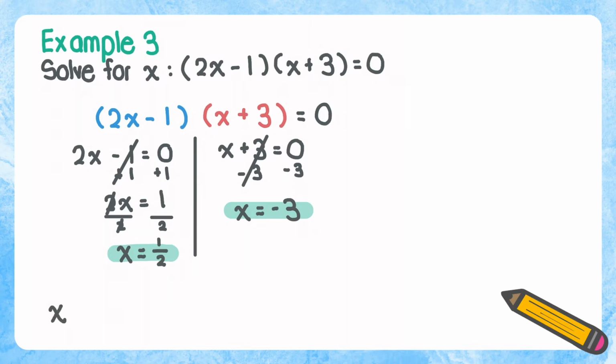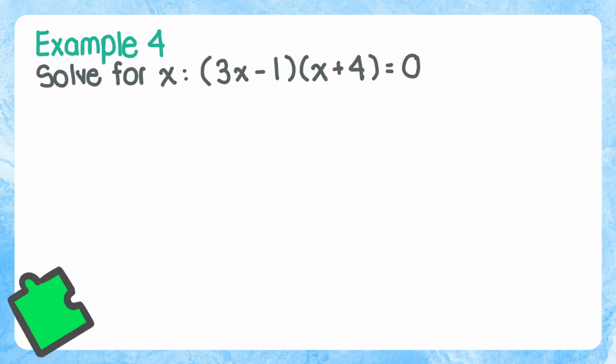Using the zero product property, I set each part of the product to 0 and then solved for x from there. I'm left with two options: either x equals 1/2 or x equals -3. So use the zero product property to solve this example on Edpuzzle. And remember, it's okay to pause and take your time. Go back if you need to process the information one more time.